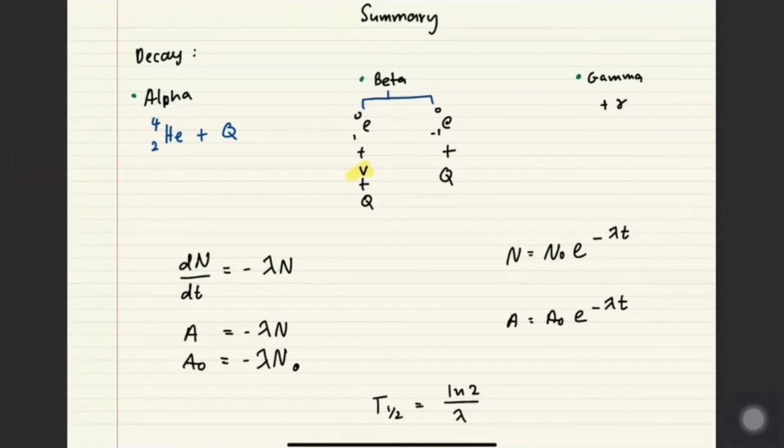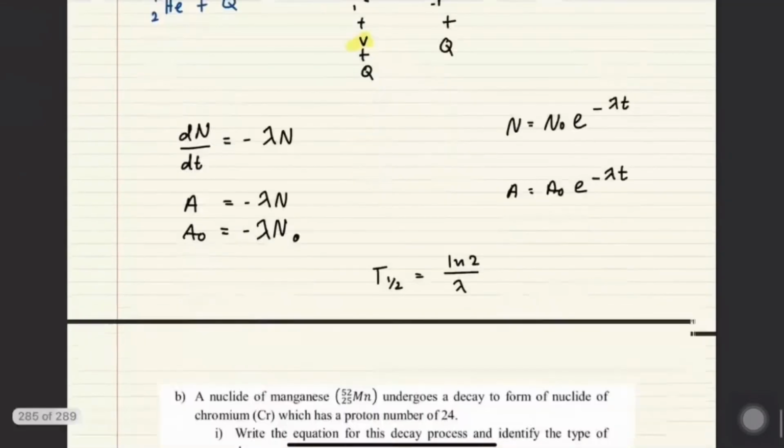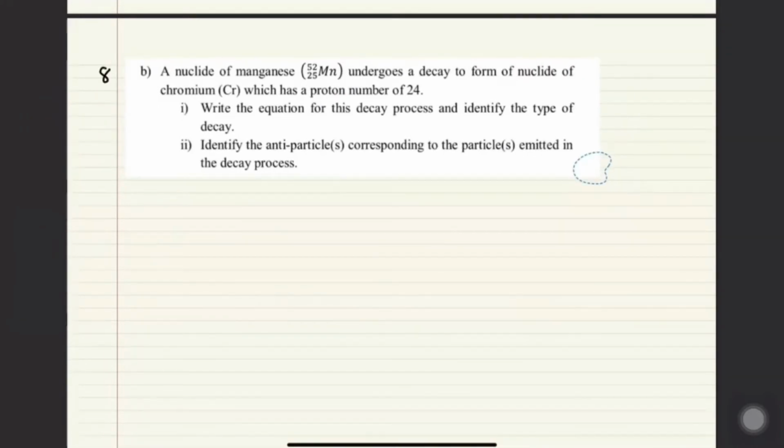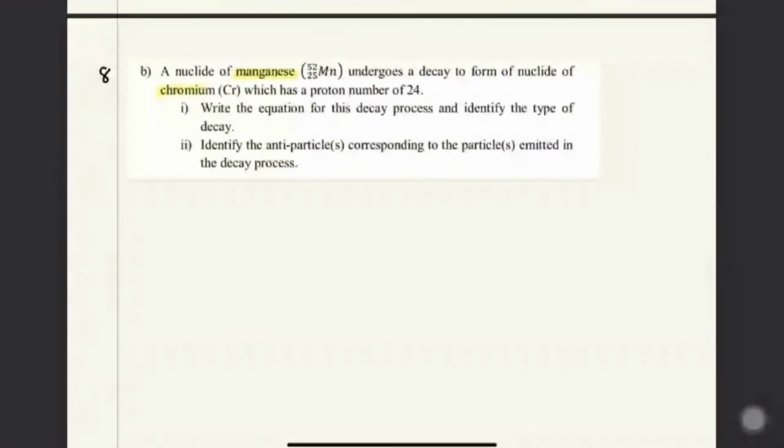No, sir. Okay, there's no question. Kita try tengok dia punya soalan. Okay, if I'm not mistaken, this one adalah question number 8B. Semalam kita buat sampai 8A kan? This one is 8B. Dia kata nuclei of manganese undergoes a decay to form nuclei of chromium. Proton numbers of 24. Write the equation for this decay process.